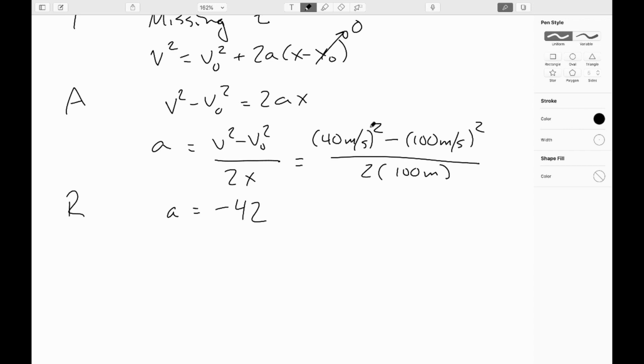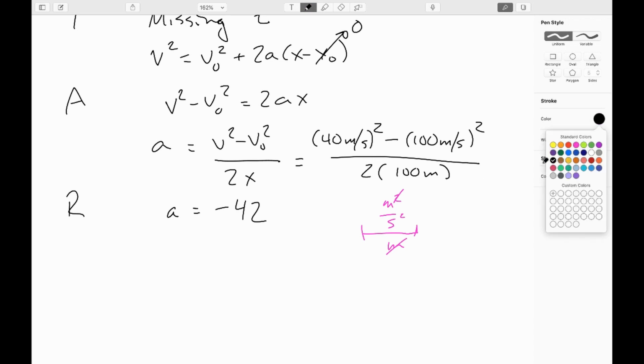Whenever you square a number, you have to square the units too. So let's just follow that through, make sure we're good. So this is meters squared over seconds squared. That's meters squared over seconds squared. So in the numerator, we have compatible units, meters squared over seconds squared. I then divide by meters, and sure enough, meters per second squared, that is the unit of acceleration. So the units check.